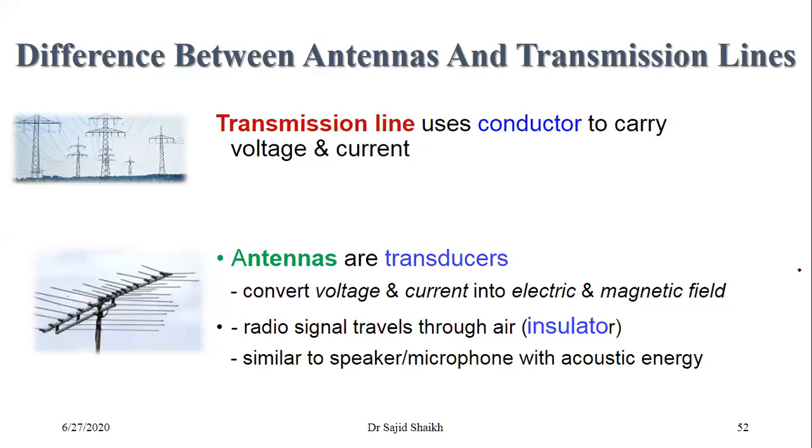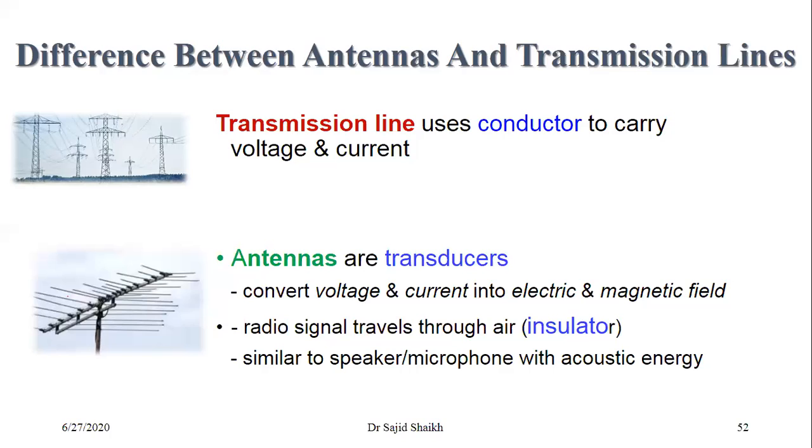So why is there a necessity to understand the difference between transmission line and antenna? Because if somebody says, sir, can we use the transmission line as a medium to transmit the energy from transmitter to receiver? If such a question arises, to answer it we should know the difference between the transmission line and antenna. So in the previous lecture we discussed this key.